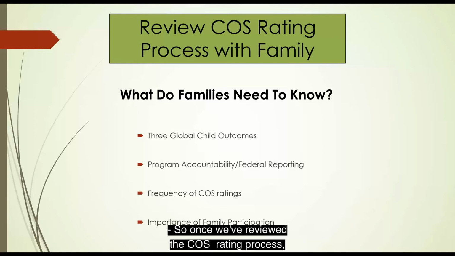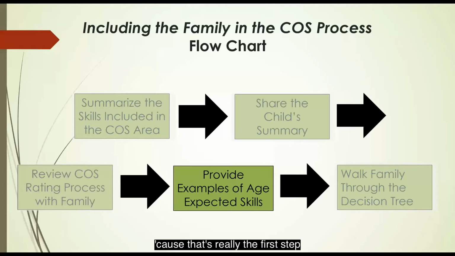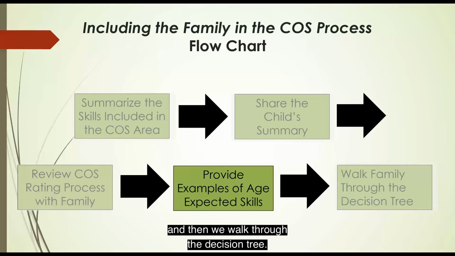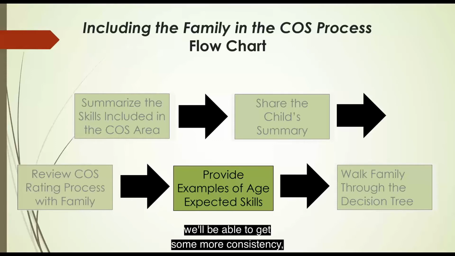So once we've reviewed the COS rating process a little bit with the family, it should just be really quick, like you're saying. This is why we're doing it. The service coordinator's already mentioned this. Then we provide examples of age-expected skills, because that's really the first step of the actual COS rating process. You provide examples of age-expected skills, and then we walk through the decision tree. And once we follow those 2 steps, we'll be able to get some more consistency and accuracy in our COS rating.